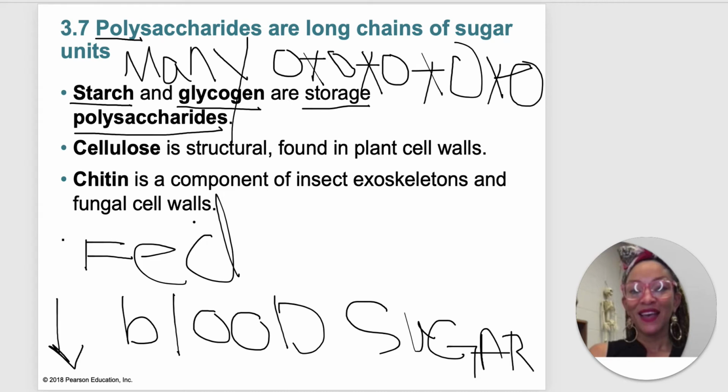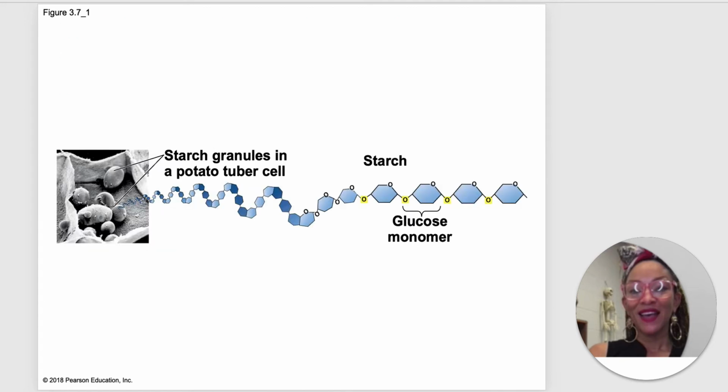Cellulose is a structural type of polysaccharide that's found in plants. And then we also have something called chitin, and this is a component of an exoskeleton, so the outside of things like insects and fungi that have their skeletons on the outside. So these polysaccharides can be used for storage, to maintain the structure of a plant, or they can also compose parts of a skeleton.